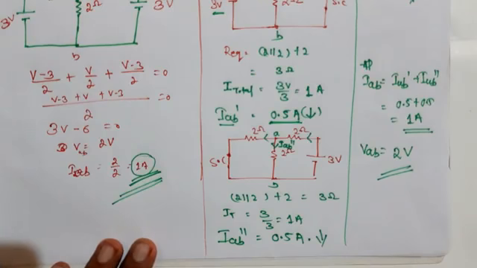In our next video lecture, we are going to solve some more difficult problems. One benefit of superposition is that when a number of sources are present, analyzing the branch current or branch voltage of the network is complicated, so we introduce this superposition theorem.